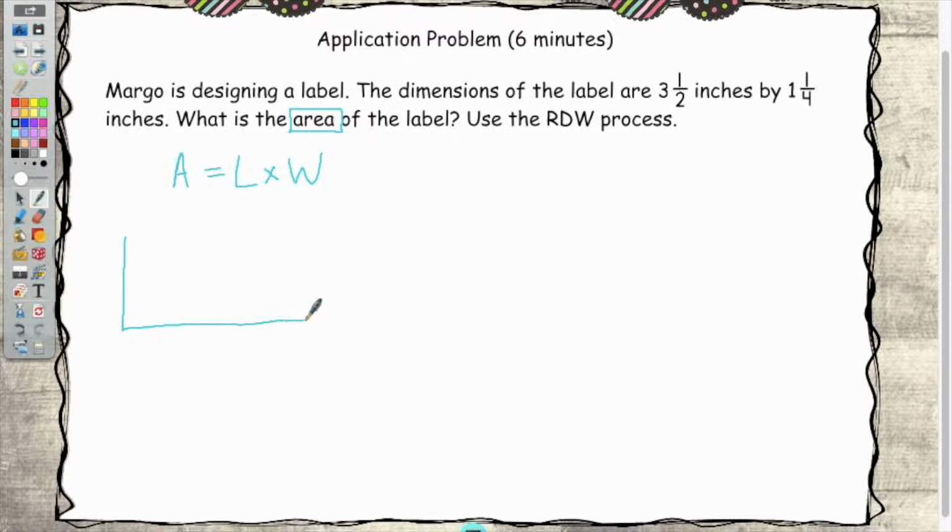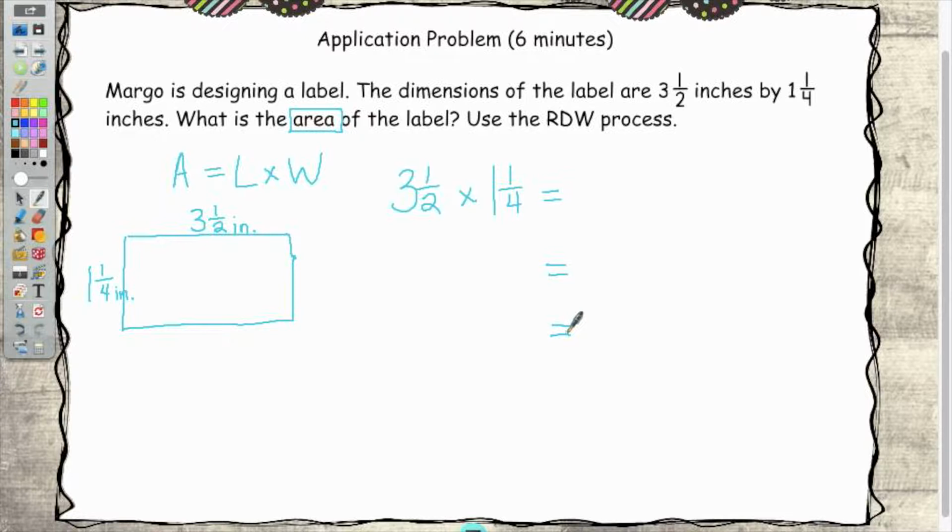So I'm going to draw a label. And I'm going to put the length as 3.5 and the width as 1 1/4. And these are inches, aren't they? Okay, and to solve this problem, I'll multiply the length times the width, right? So 3.5 times 1 1/4 equals.